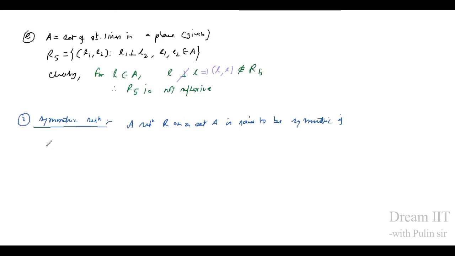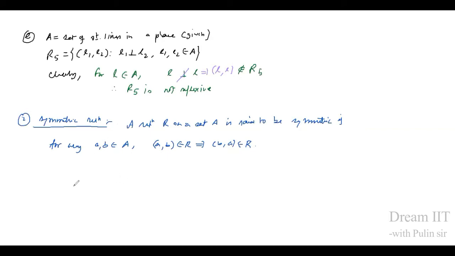Symmetric if for every A, B belonging to A, (A, B) belongs to R implies (B, A) belongs to R. That means whenever (A, B) is in R, that is A is related to B, then we should be able to comment on whether B is related to A or not. If it is related, then we would say that this is symmetric, otherwise not.